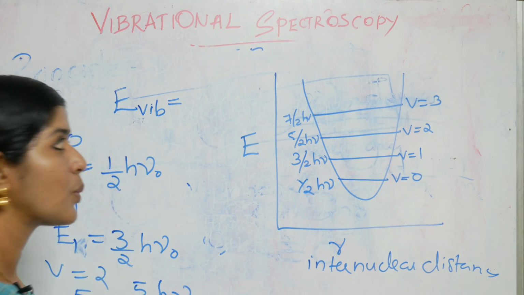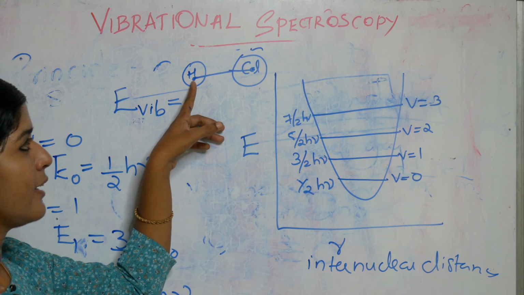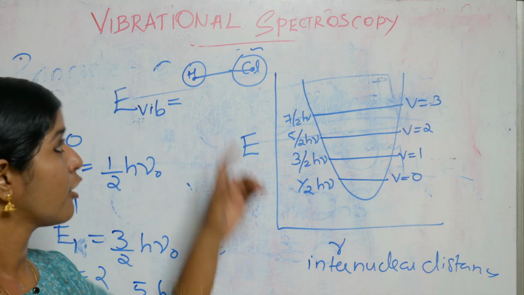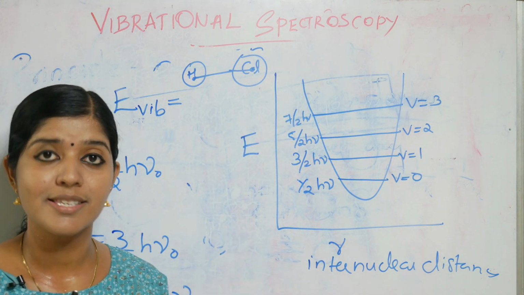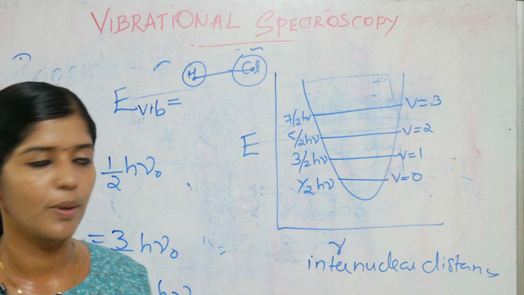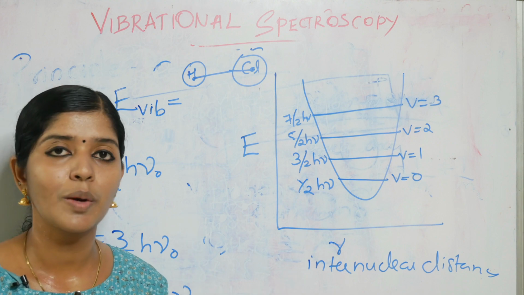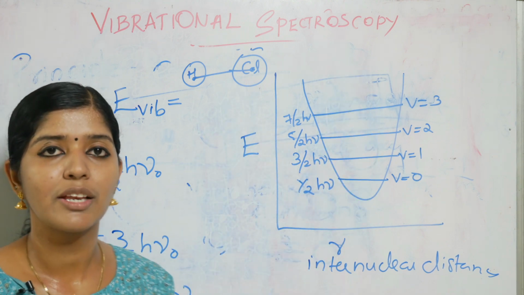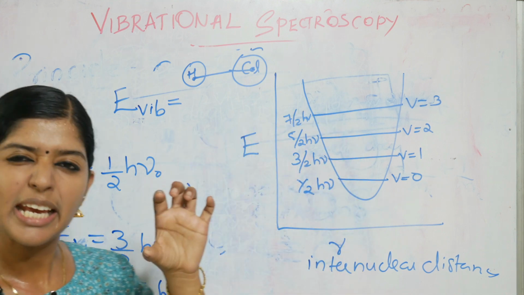What is internuclear distance? If you consider the molecule HCl, the distance from the center of hydrogen to the center of chlorine is called the internuclear distance. It is the distance between the nuclei of two atoms in a molecule. So we'll be plotting a diagram of energy versus internuclear distance R, and you will have a U-shaped curve. In that you will have different lines with equal spacing.